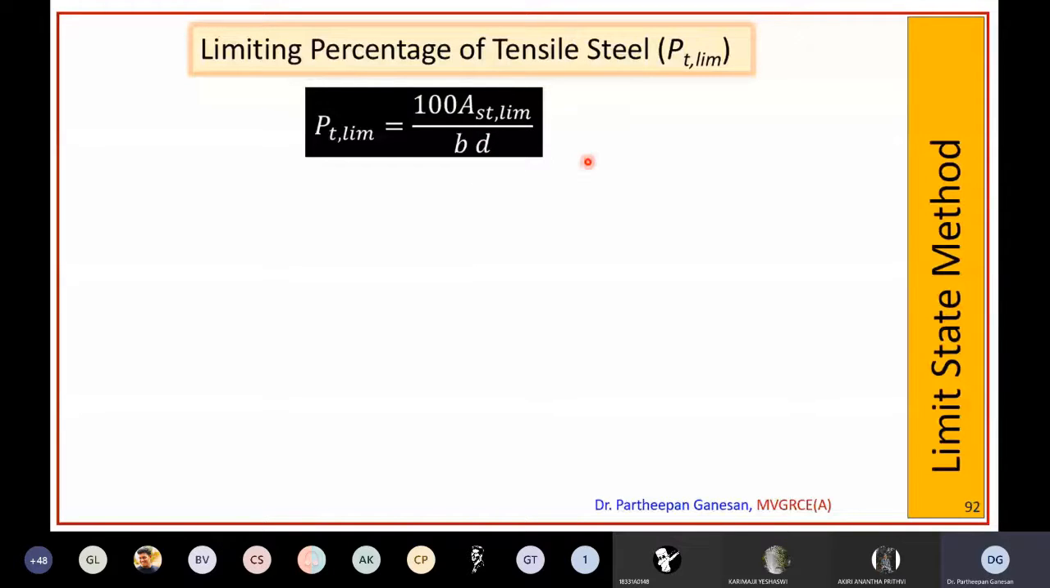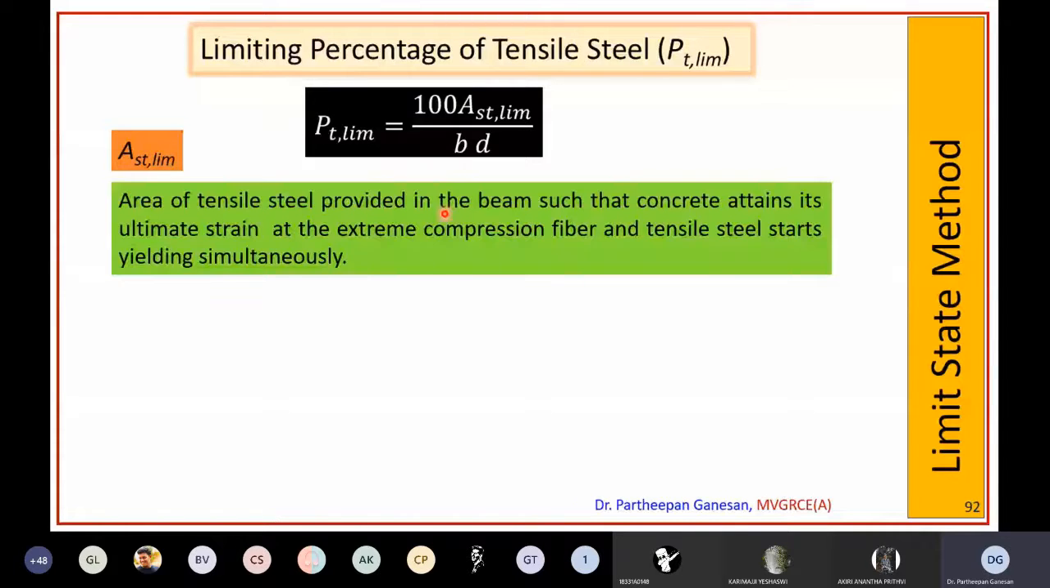Or in other words, you are finding out the percentage of steel provided in terms of the effective cross-sectional area of concrete. Okay, now how will you find this AST limit? That comes from the area of tensile steel provided in the beam such that concrete attains its ultimate strength at the extreme compression fiber and tensile steel starts yielding simultaneously. Such an area of tensile steel is called AST limit.